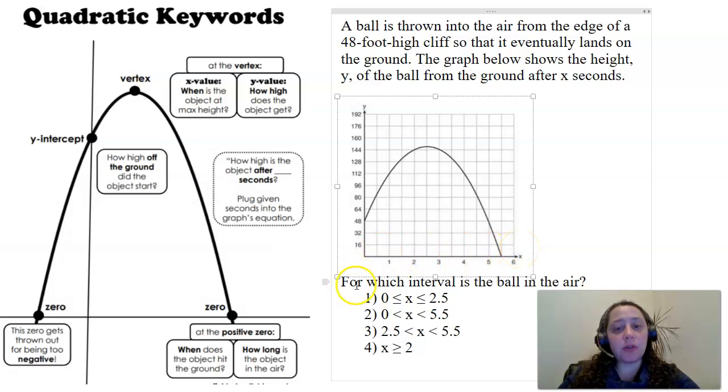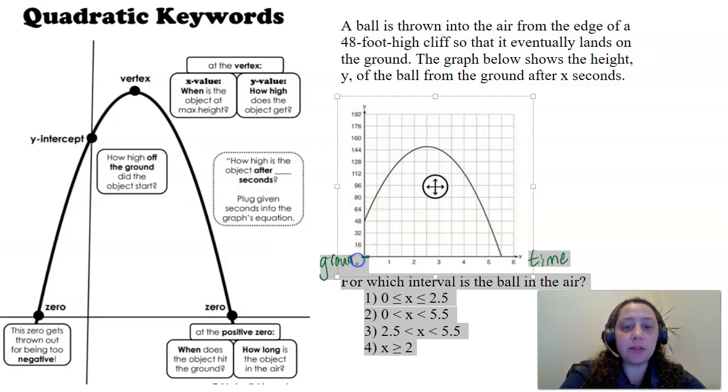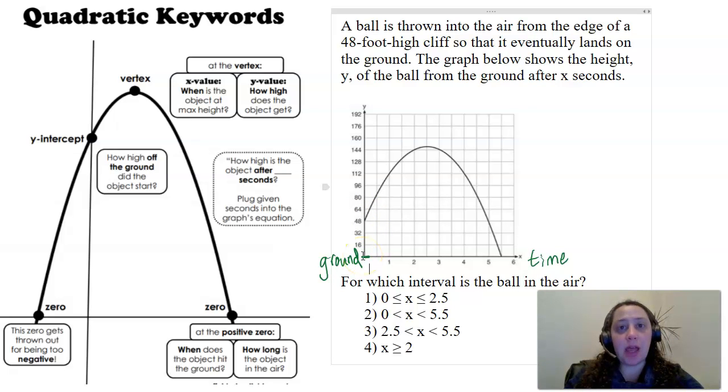We want to find for which interval is the ball in the air. So we want to find a time interval. We're looking at these x values. So this is time. The time the ball is in the air. The ground is when our height is 0. So if we want to find when the ball is on the ground, we have to look on our x-axis where y is 0. That means we have to find our roots.